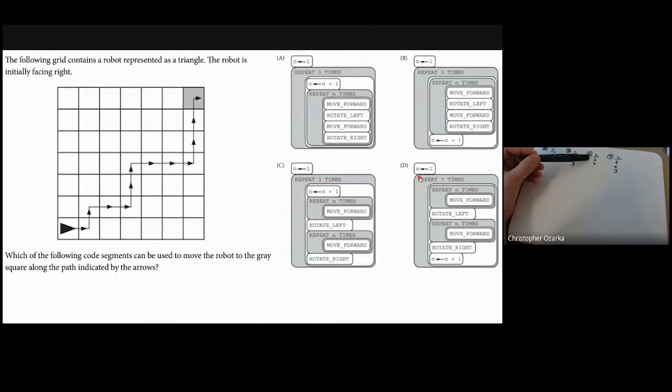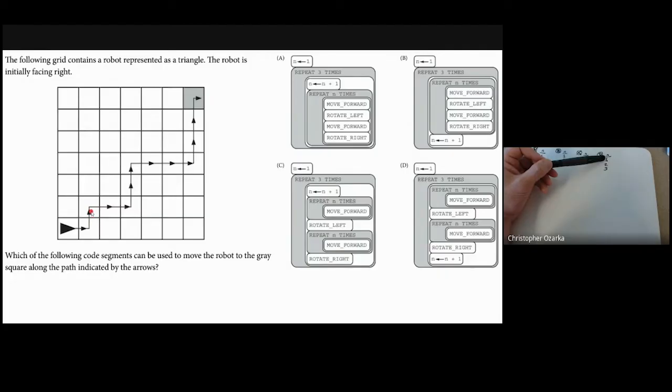So now you go to D here. N is 1. D is the right answer, by the way. N is 1. Repeat 3 times, and then N is still 1 here. So repeat 1 time, move forward. So it's going to move forward once. Then it's going to rotate left. The next thing on it is rotating left. So it's going to rotate left, so it's pointed up.